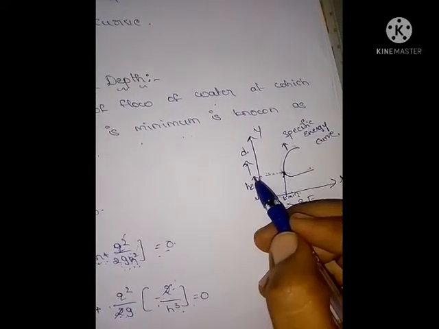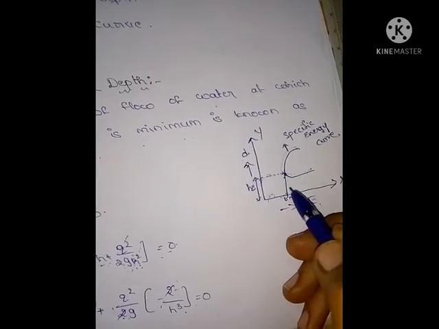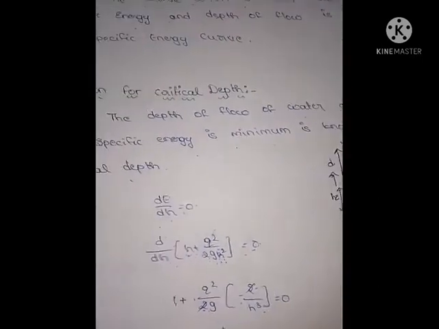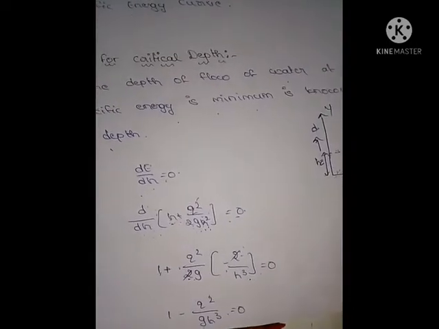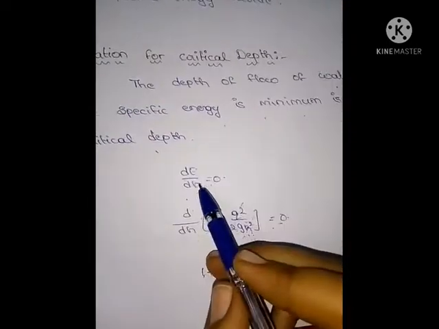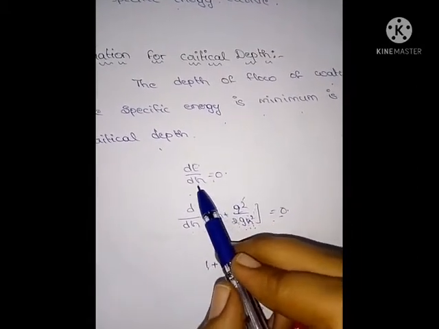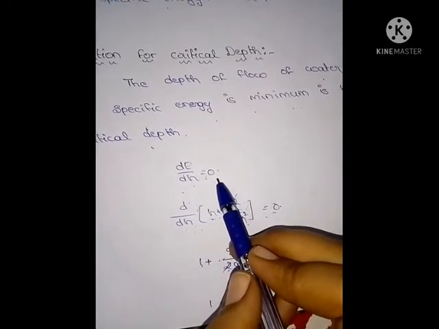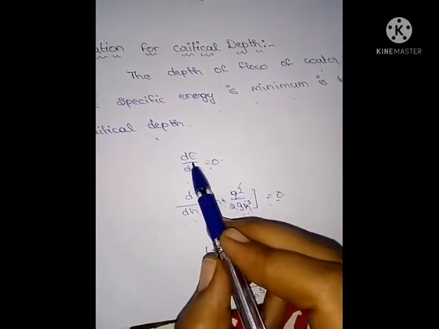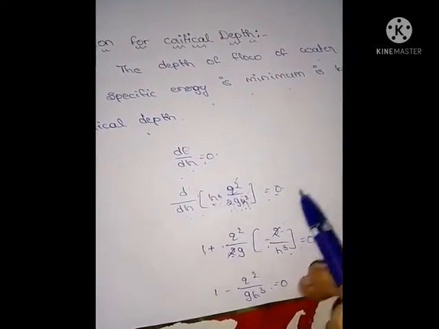Corresponding to the minimum specific energy, with respect to the bottom of the channel, the depth is known as critical depth. We have to find the equation for this. For finding the equation for critical depth, we have to differentiate specific energy with respect to h and equate it to 0. So d by dh of the specific energy formula, h plus q square by 2g h square, equal to 0.